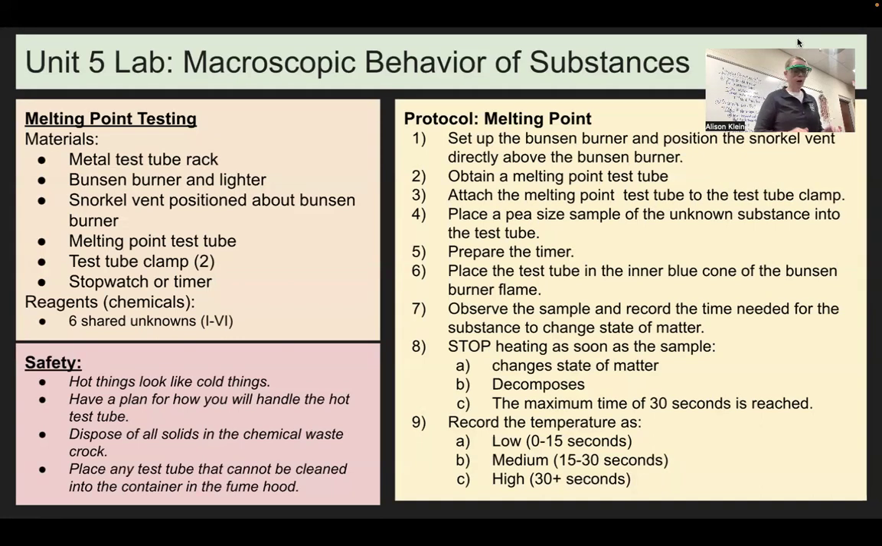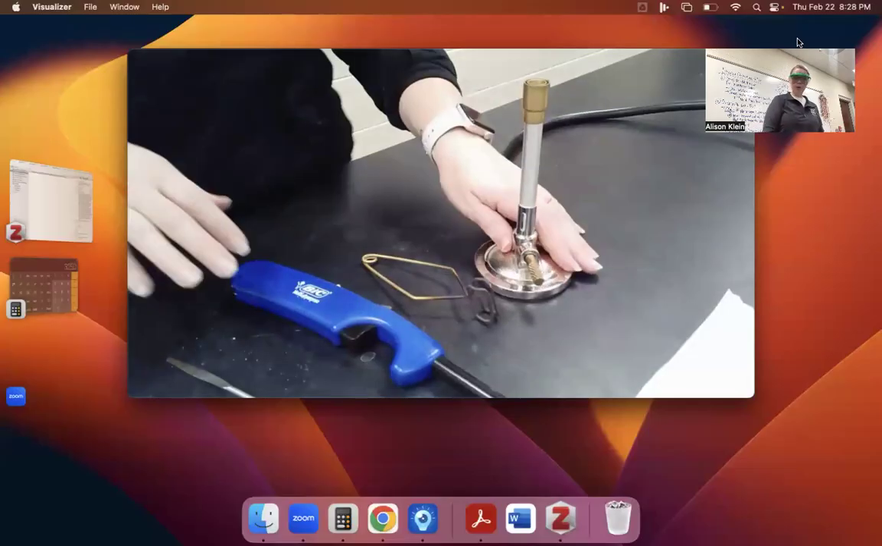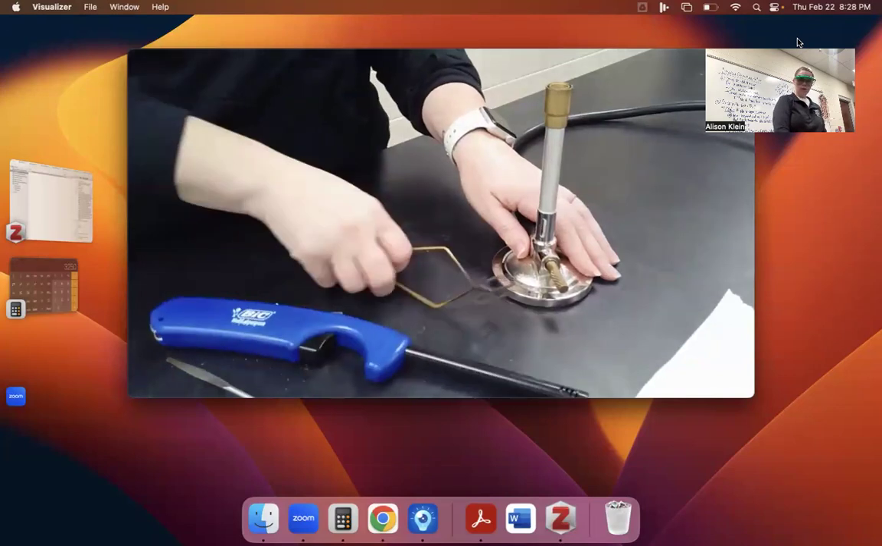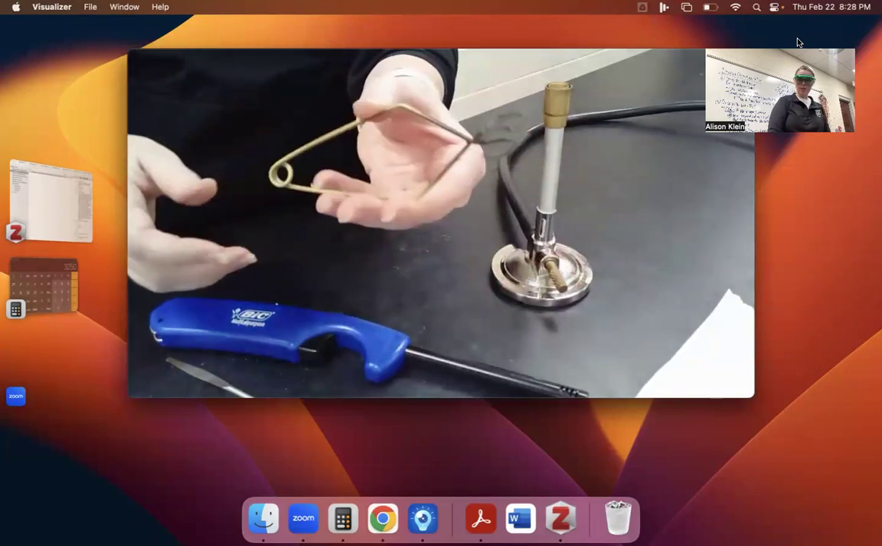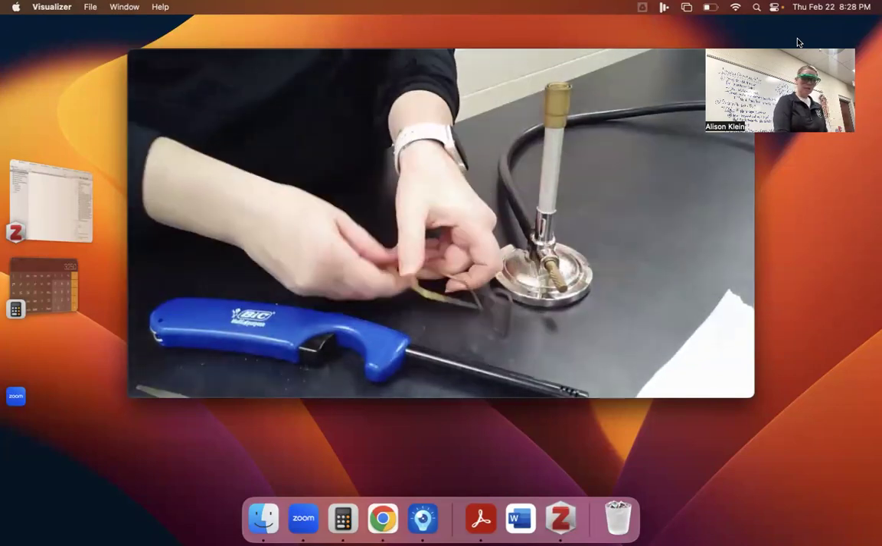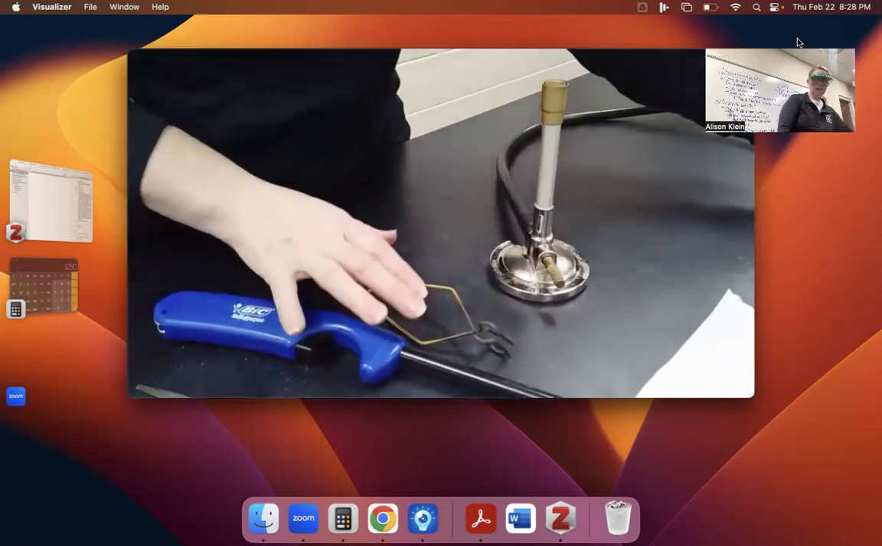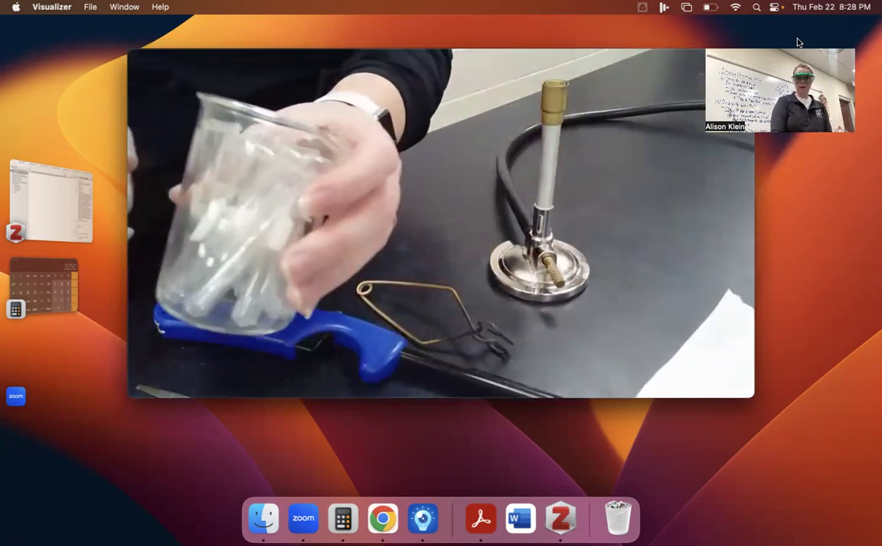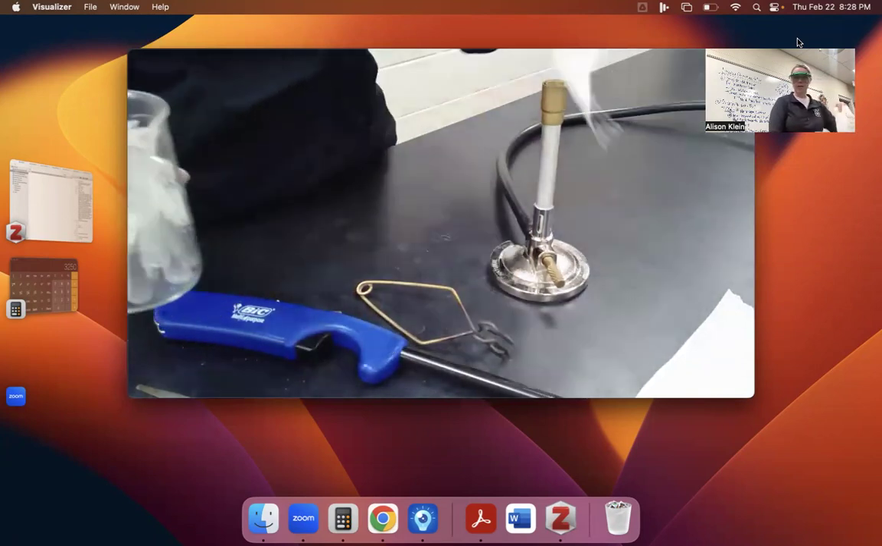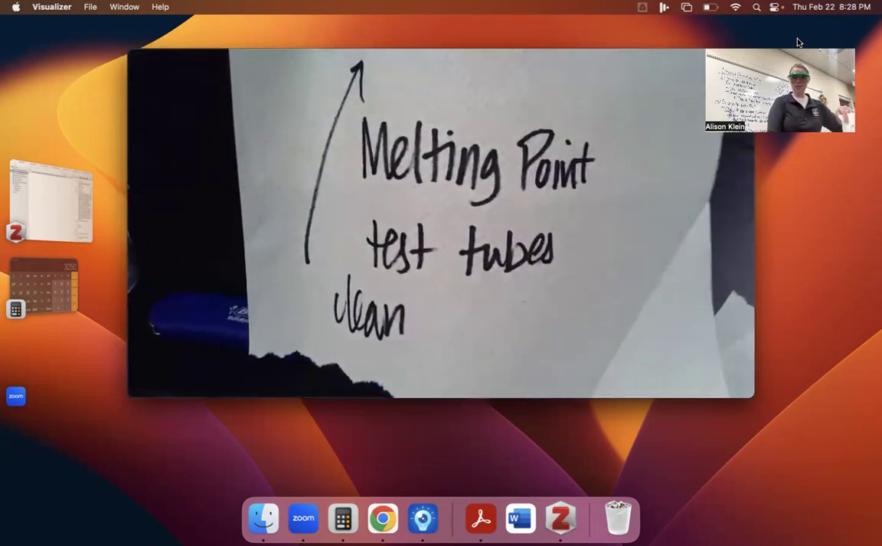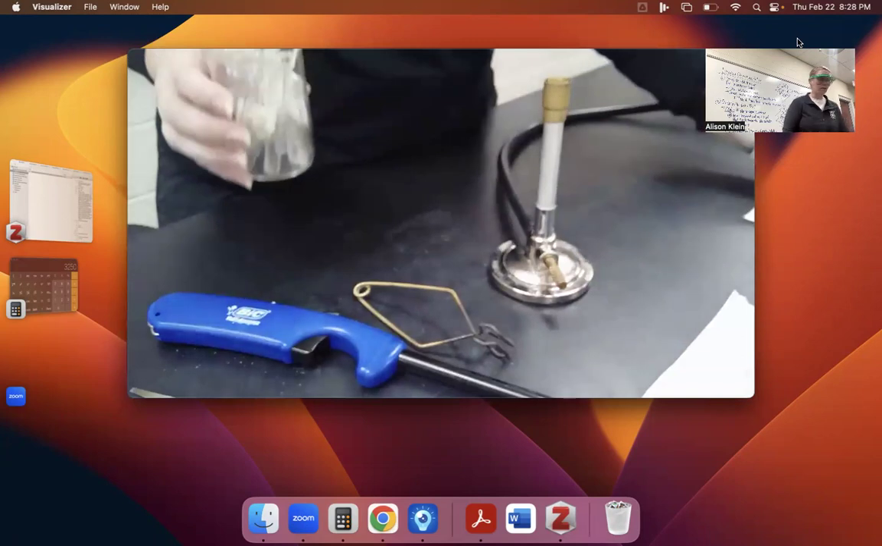Now we're going to move on to the melting point testing. So at my lab station, I have a Bunsen burner, a lighter, a test tube clamp, the spring kind, and melting point test tubes. The melting point test tubes are located in a beaker sitting on top of a piece of paper that says melting point test tubes located next to the gas lines.